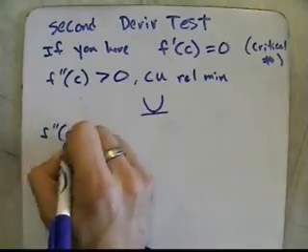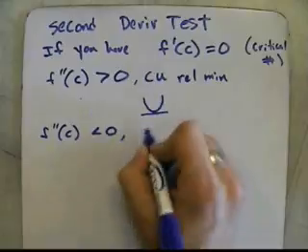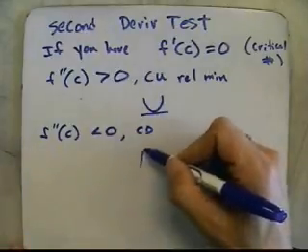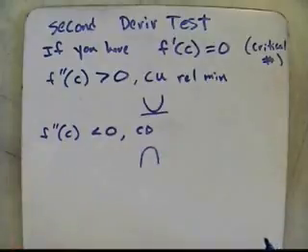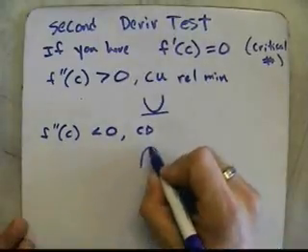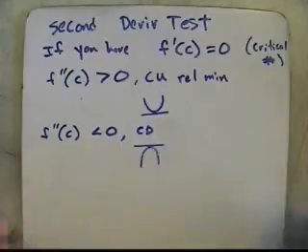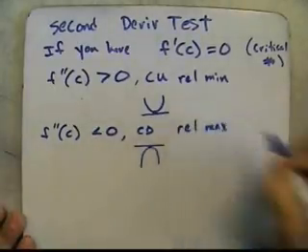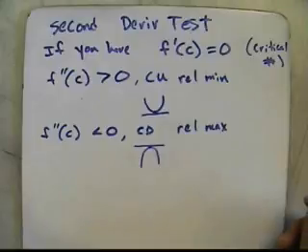If I plug in that c value and it happens to be less than 0, that makes it concave down. So if I have a concave down zone, which means it's going to look like a cup facing down, and right at that c value the slope was 0 on my original graph, that's a relative maximum. So that's just another way to figure out relative maximum, relative minimum.